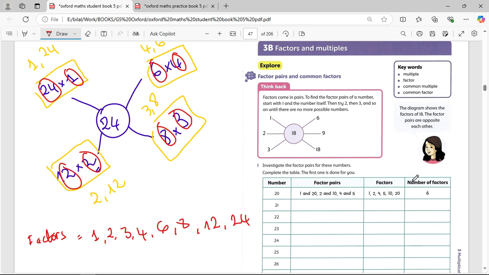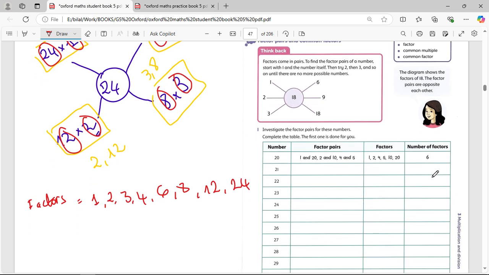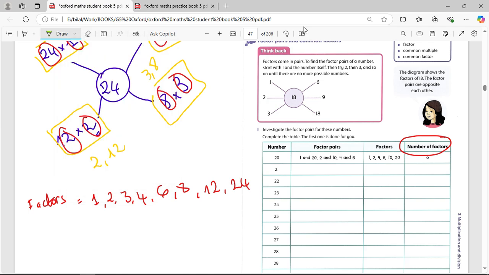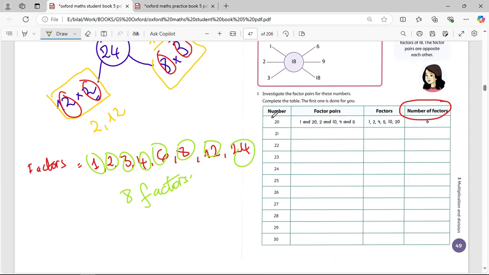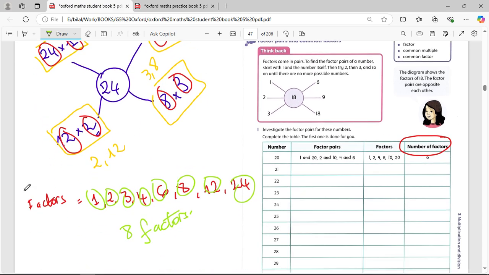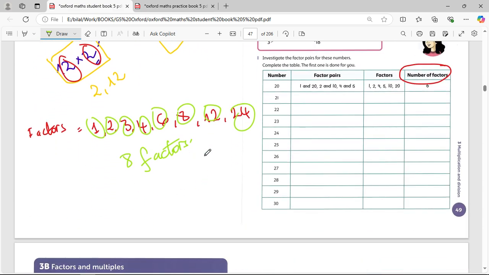Then it will tell you how many. What is the number of factors here on the right? I'm just going to count them. How many do I have? I have some here in green. I have 1, 2, 3, 4, 5, 6, 7, 8. I have 8 factors. Okay? The pairs are in yellow. The factors are in red. How many factors? It's in green.